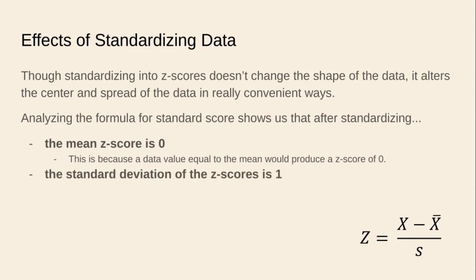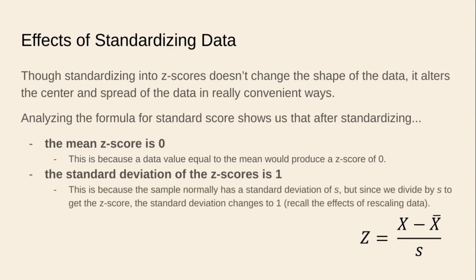The standard deviation of the z-scores is 1. This is a little more sneaky, all right? Follow me. This is because the sample normally has a standard deviation of s, all right? So we have our sample. The average distance to the mean is going to be s, all right?